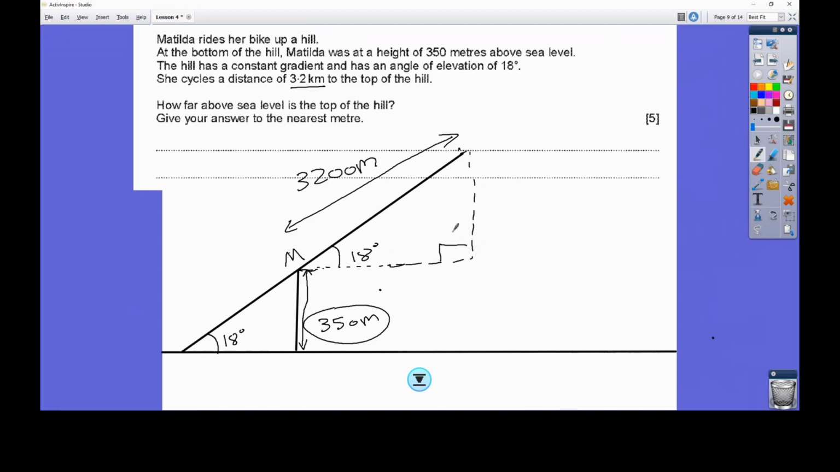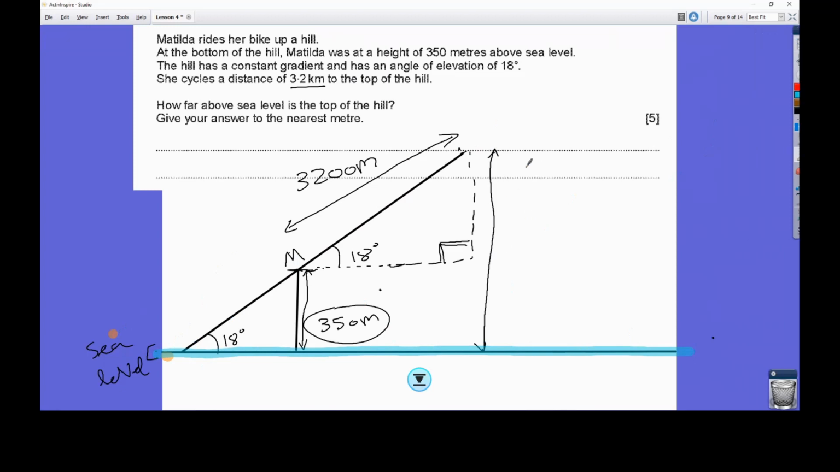Again, horizontal and vertical are always at 90 degrees, so that's 90. We want to know how far above sea level is the top of the hill. Sea level is what I defined to be at the bottom here. So that is sea level. I defined that earlier on, didn't I? Because obviously 350 above is where Matilda starts. So that bottom line is sea level. I should have really done it in blue, I suppose. There we go, that's blue.